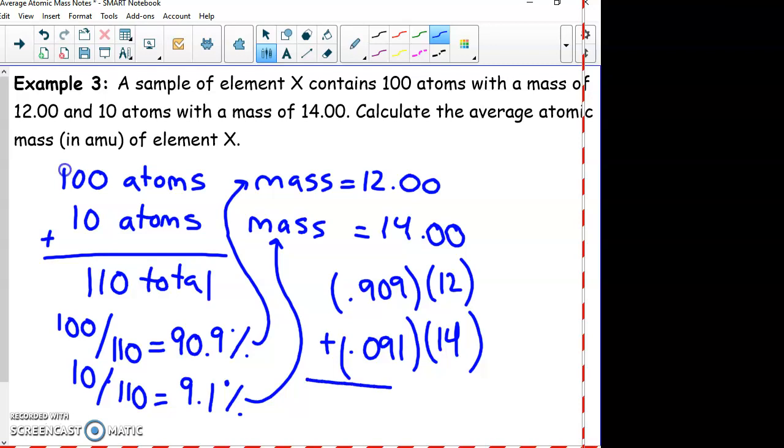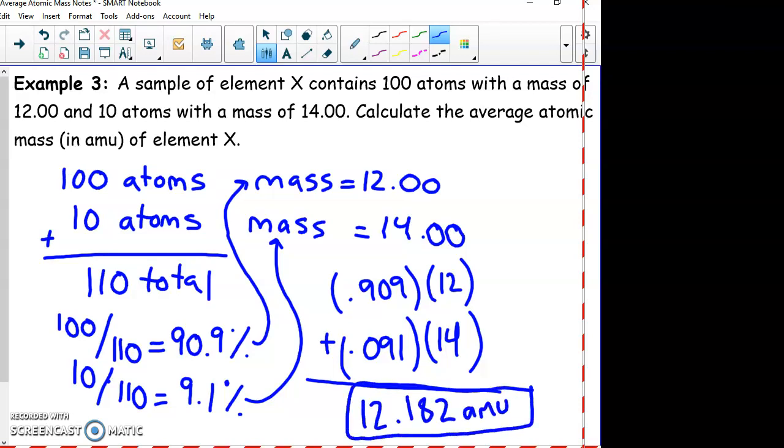So let's see, when we add those up, I end up with 12.182 AMU, and that fits my prediction. That is closer to 12 than it is to 14 because, well, we've got a much higher abundance here. Which means we're going to be closer to that value.